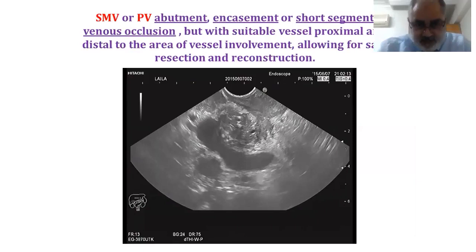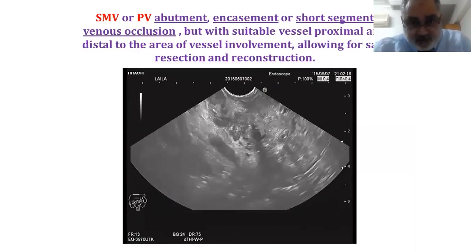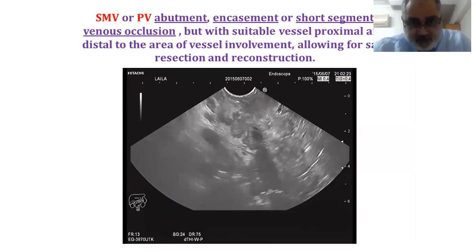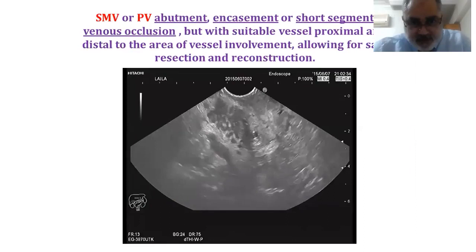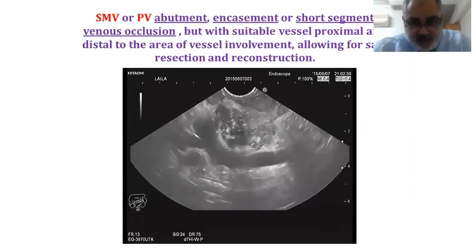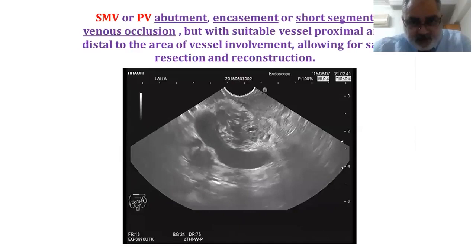Yes, this is the superior mesenteric artery. It is away from the mass. But the superior mesenteric vein and the portal vein are abutted by the mass for a distance less than 2 centimeters. And here we notice that in this area, there is complete loss of interface between the mass and the vein. Here the interface may be preserved, but here the interface is lost between the mass and the portal vein.